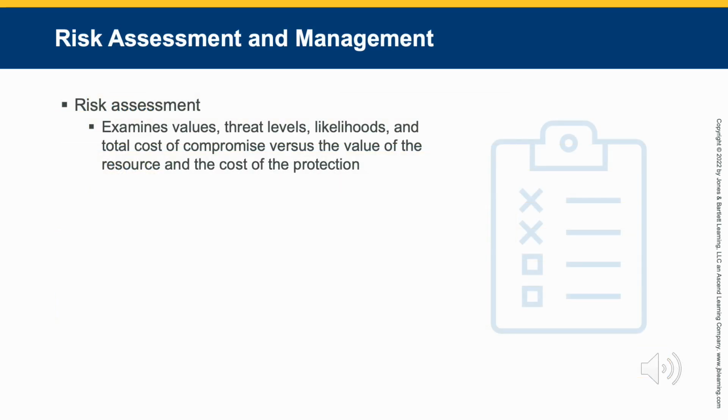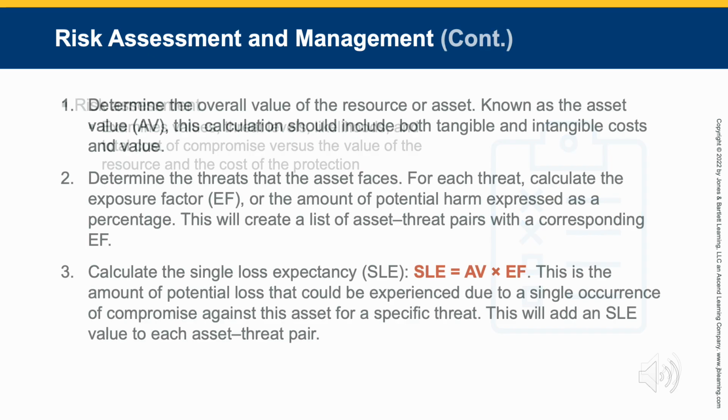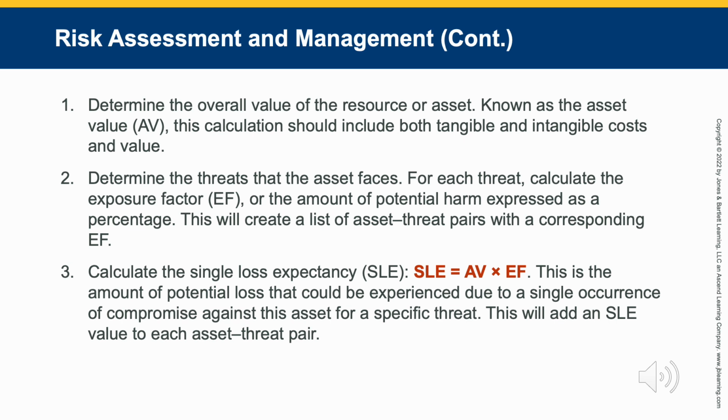Risk assessment and management. Risk assessment examines values, threats, levels, likelihoods, and total cost of compromise versus the value of the resource and the cost of the protection. We need to determine the overall value of the resource or asset. Known as the asset value, this calculation should include both tangible and intangible cost and value. We need to determine the threats that the asset faces. For each threat, calculate the exposure factor, or the amount of potential harm expressed as a percentage. This will create a list of asset threat pairs with corresponding EFs.